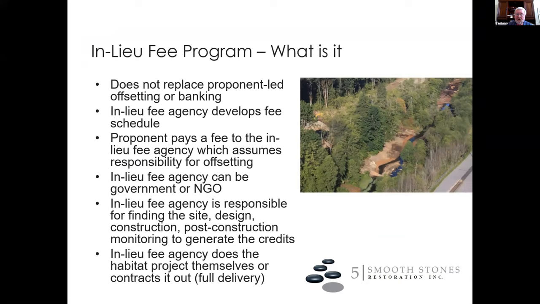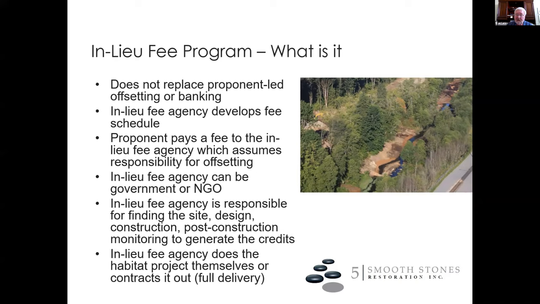So an in-lieu fee agency develops a fee schedule. The proponent pays a fee to the in-lieu fee agency, whoever that is, which assumes responsibility for the offsetting. I've seen in-lieu fee agencies operate in a variety of different models. It can be a government agency. It can be a non-government organization. Whoever gets the authority to do it is empowered to do it.